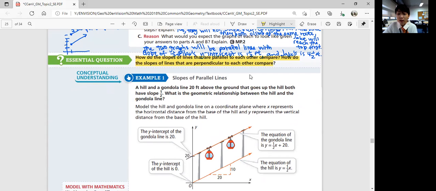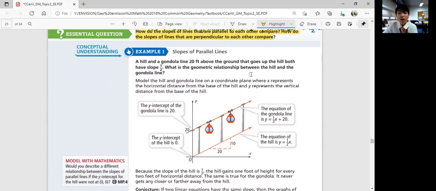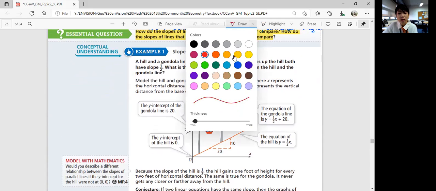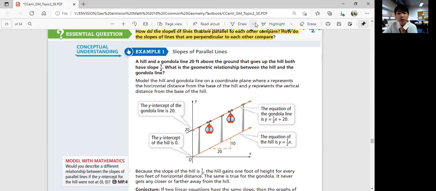A hill and a gondola line 20 feet above the ground that goes up the hill both have slope 1/2. What is the geometric relationship between the hill and the gondola line? Okay, first we could model the hill and gondola line on a coordinate plane where x represents the horizontal distance from the base of the hill and y represents the vertical distance from the base of the hill. Okay, they're both going to represent distances.